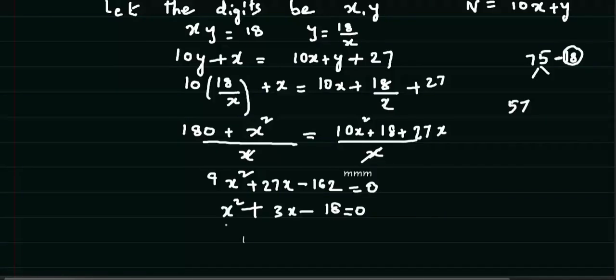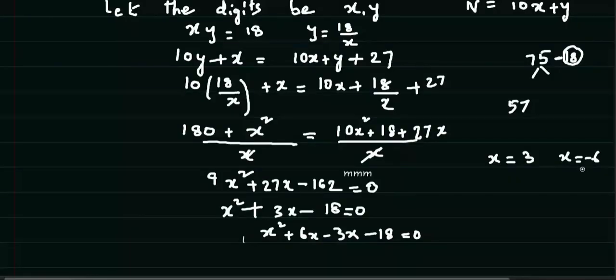Then you have to get negative 18 if you multiply and positive 3 when you add. How will you split? 3 into 6. So x square plus 6x minus 3x minus 18 equal to 0. If I split, I will get the values as x equal to 3 and x equal to negative 6. This I will disregard. I will take x equal to 3. So what happens? Once I get x equal to 3, what is the y value? y equal to 18 by 3, right? 18 by x. So that will be positive 6.